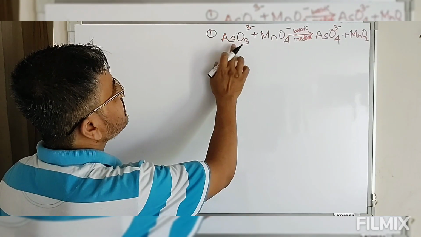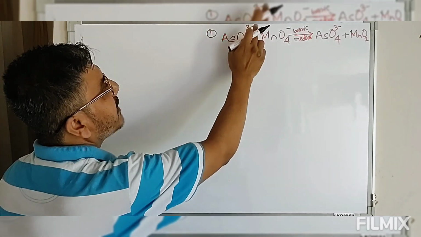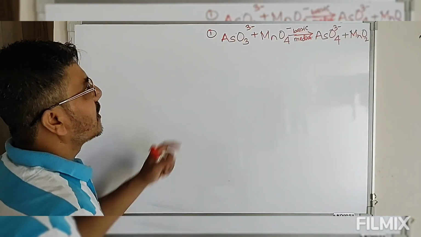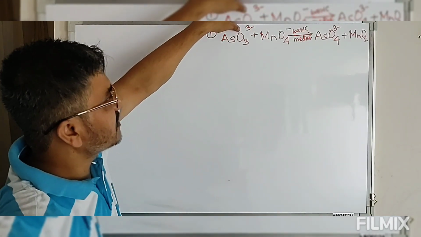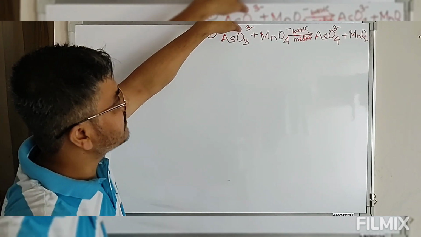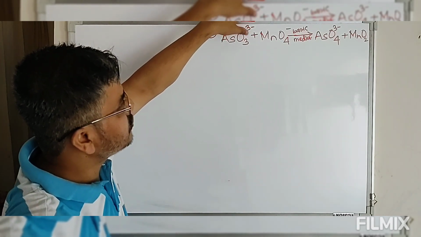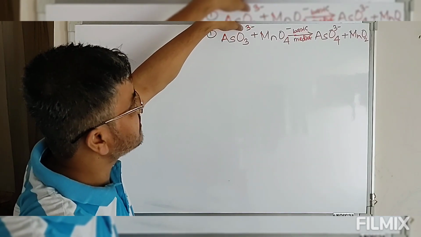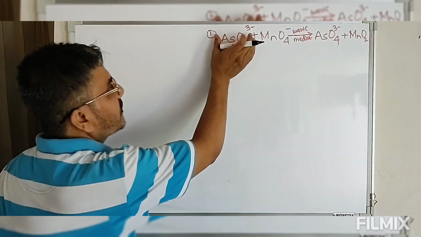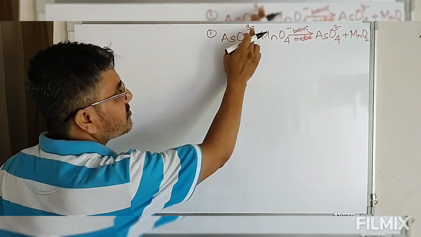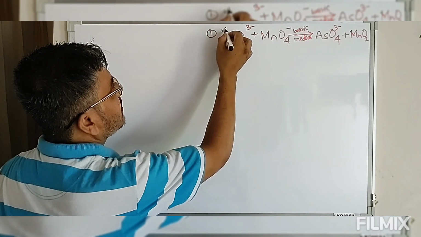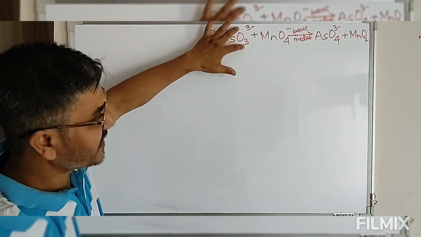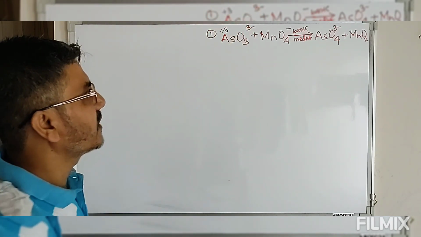Now let's find. AsO3 3 minus: for this species the total negative charge is 3 minus. This is oxide, so oxide means we have -2; -2 into 3 is -6, so total negative charge is -6. With this species we are having -3, so for this to be -3, this must be +3. If this is +3 and this is -6, we have -3.